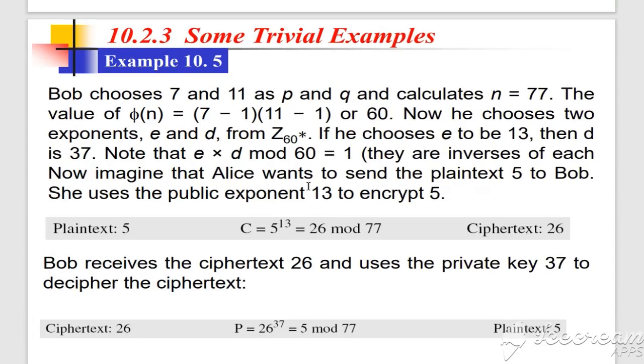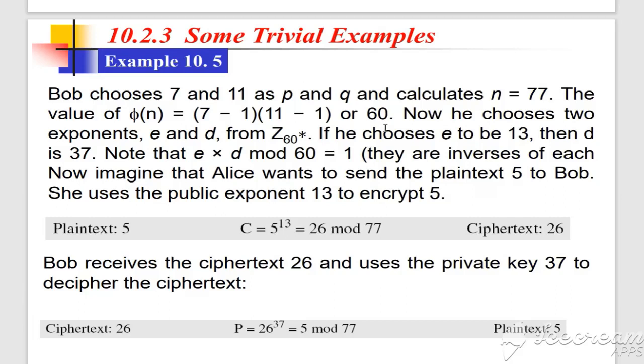So the first step was to choose the two prime numbers. Let us take some small values to make the calculation easier. Here we have taken P and Q as 7 and 11. After that we have to calculate n, that was P into Q, so n will be 77. In the third step we have to calculate phi n, that is (P minus 1) into (Q minus 1), so it will be 60 in this case.